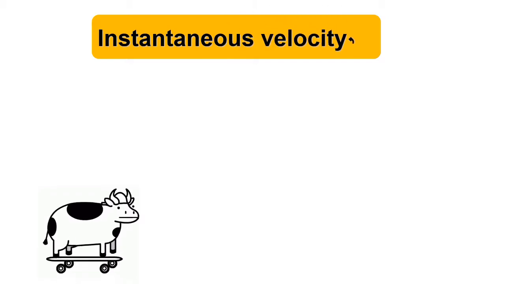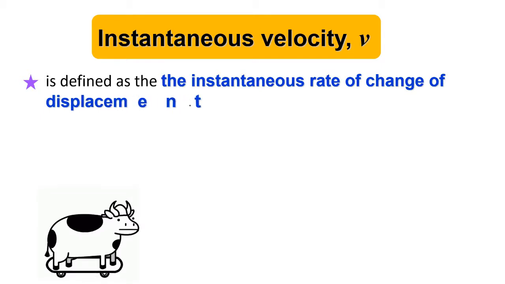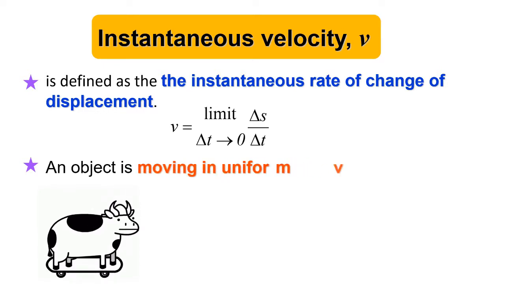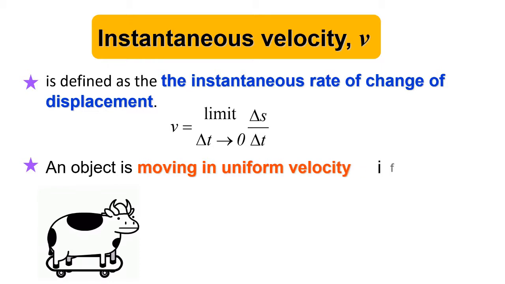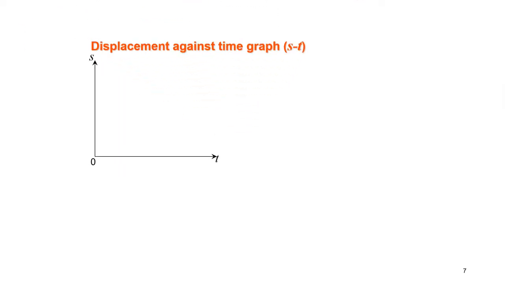Instantaneous velocity is defined as the instantaneous rate of change of displacement. If the time interval considered becomes smaller and approaches zero, the velocity calculation is an instantaneous velocity. This is a measure of how fast and in what direction an object is moving at a particular instant of time. Displacement against time graph.